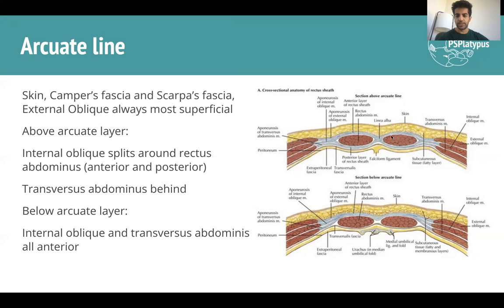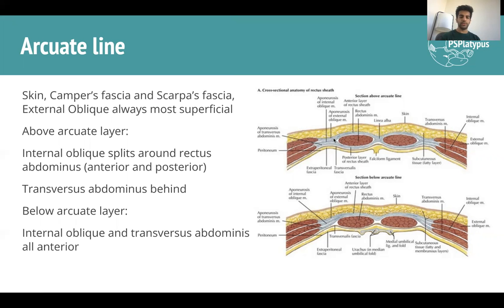And this is your rectus abdominis, so like your six pack that's been cut through. Okay. So your external oblique comes from the side into the middle, turns into aponeurosis, and is superficial. Above the arcuate line, your internal oblique, just deep to that, so the second layer of muscle, comes in, turns into aponeurosis, and it splits around the rectus abdominis.